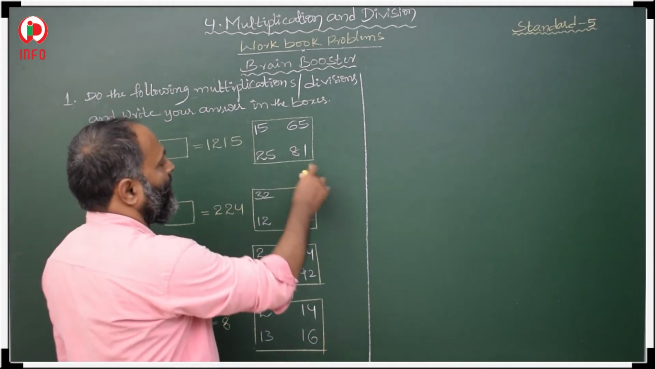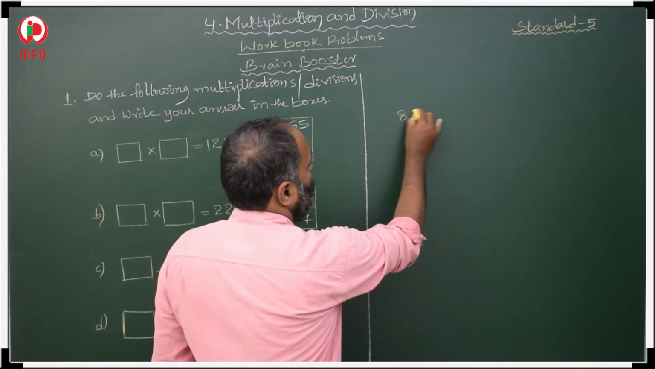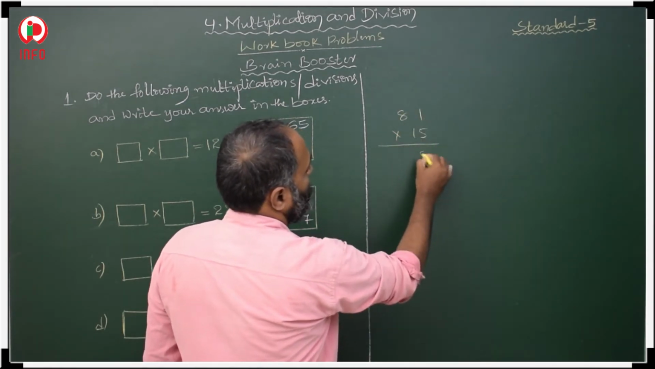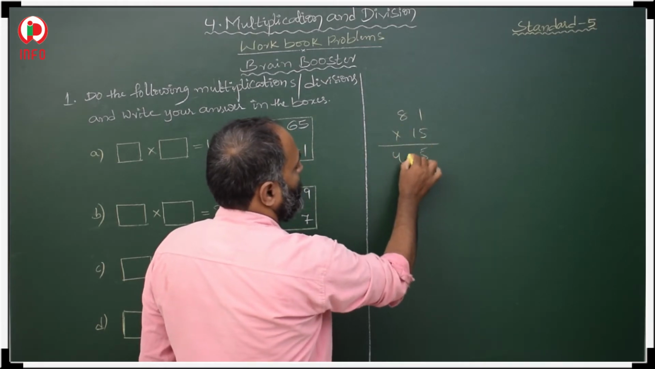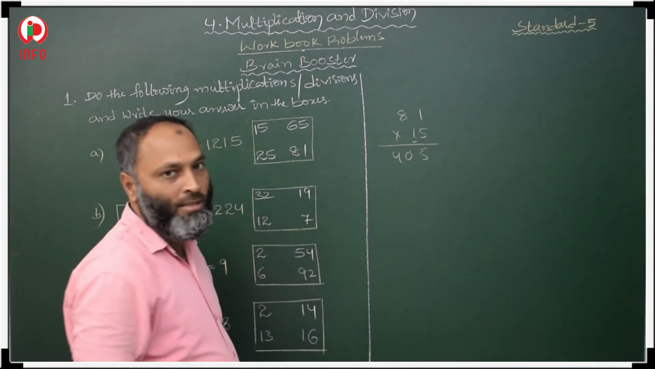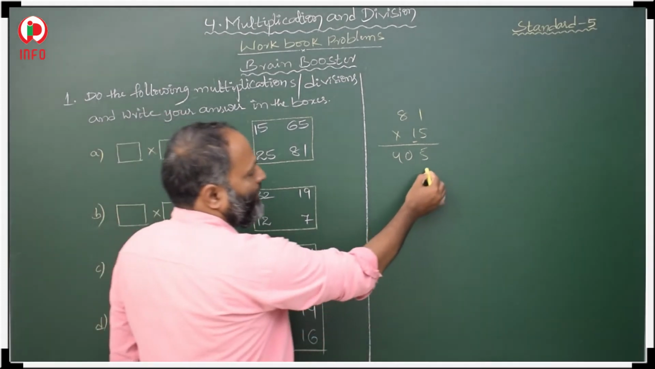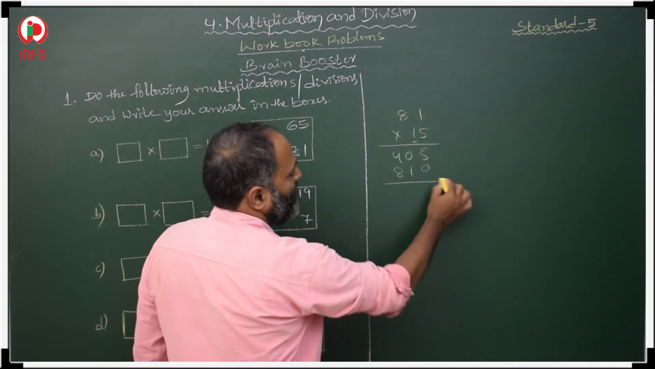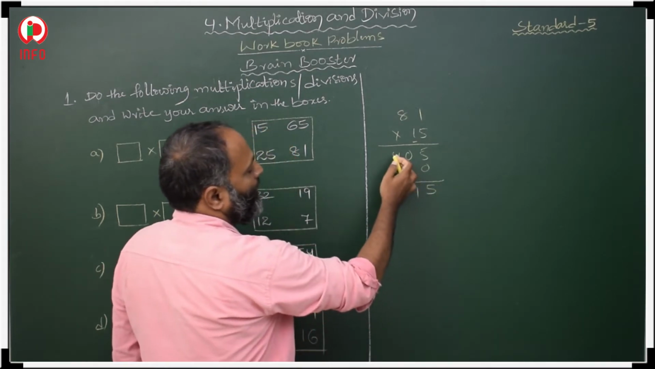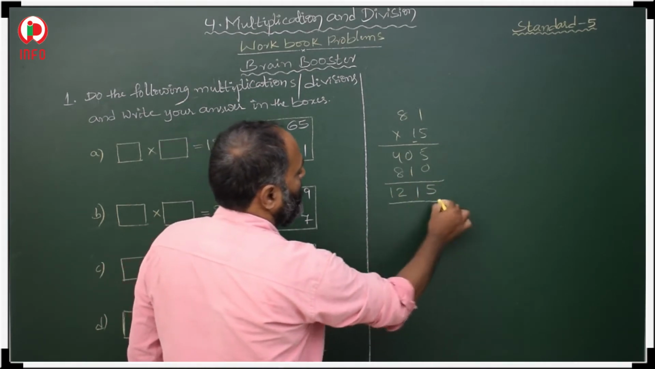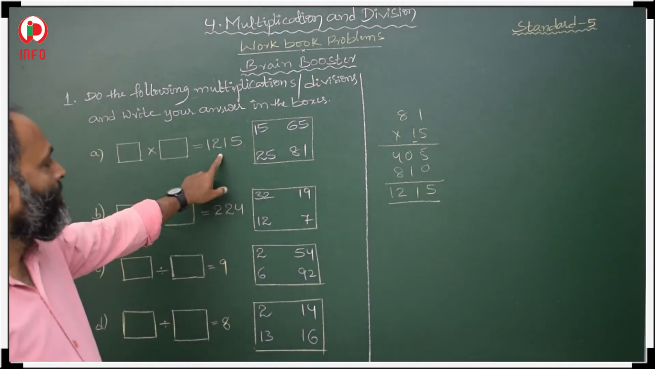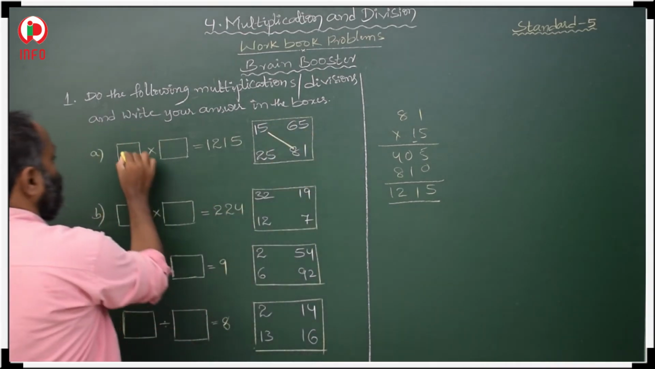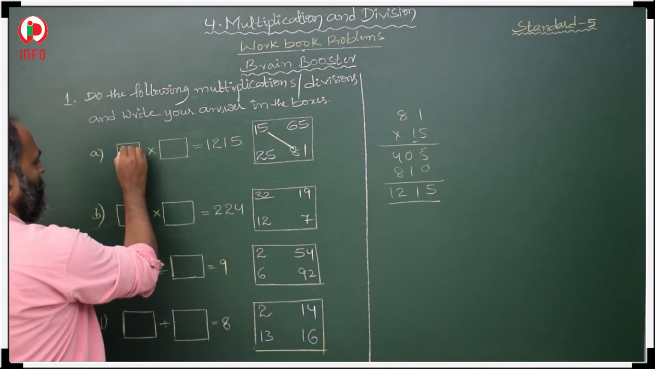It is 15 and 81. 81 into 15. 5 ones are 5. 5 8s are 40. Again we start with ones place, then tens place. So here we take 0. 1 1s are 1, 1 8s are 8. 4 plus 8 is 12. 1215. That means 15 81s are 1215.